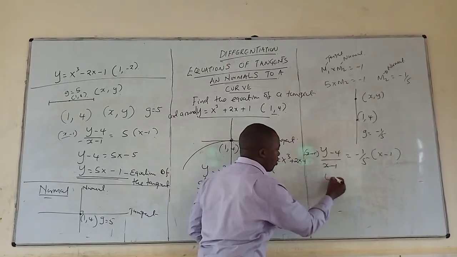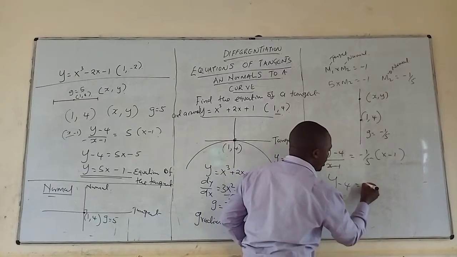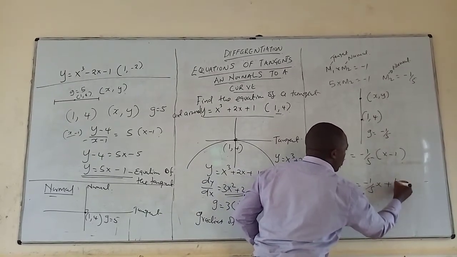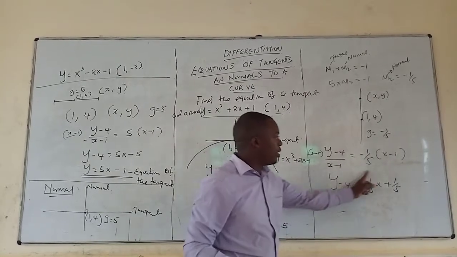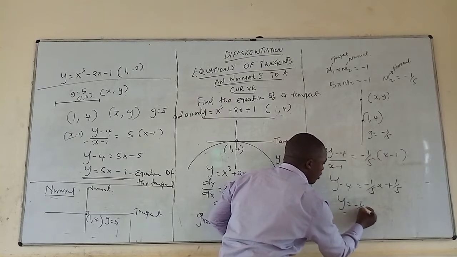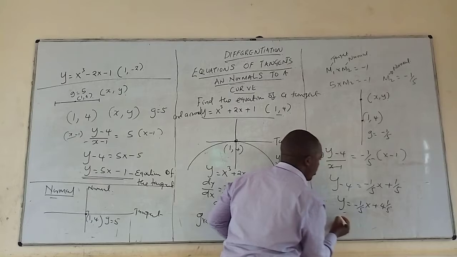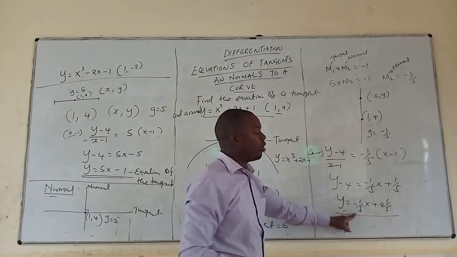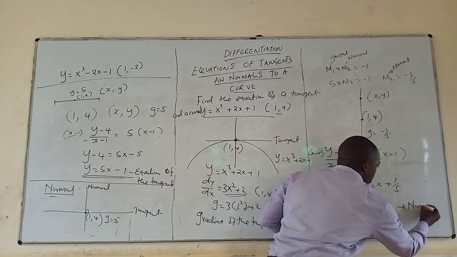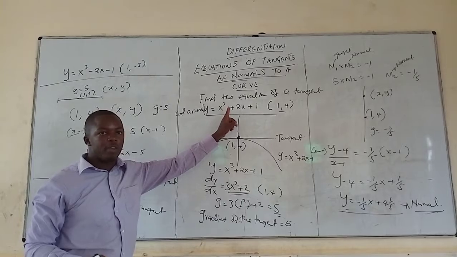So that I have y minus 4 is equal to, I open that bracket, it's going to be -1 over 5x plus 1 over 5. If I take 4 to the other side, it's going to be y is equal to -1 over 5x plus 4 and 1 over 5. So this is the equation of the normal. So I have satisfied the requirement of the equation.